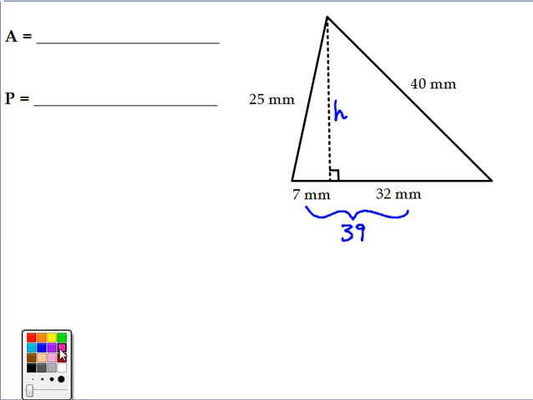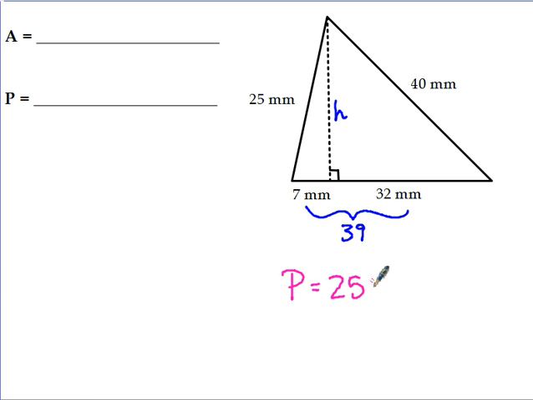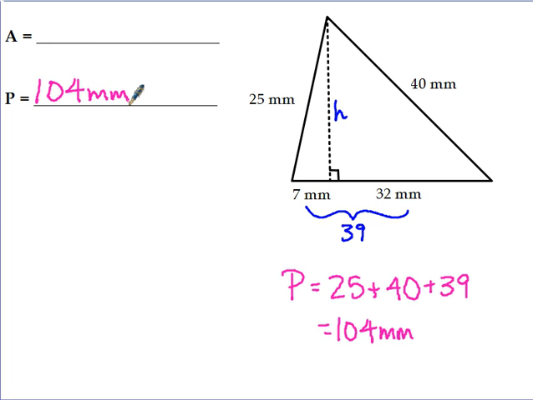I have the outside, so I can just add up the 3 sides. 25 plus 40 plus 39. I'm not going to add my height into my perimeter because my perimeter is just my outside edge. So my perimeter here is going to be 104 millimeters. So that I can find without the height. But I do need the height to be able to find the area.